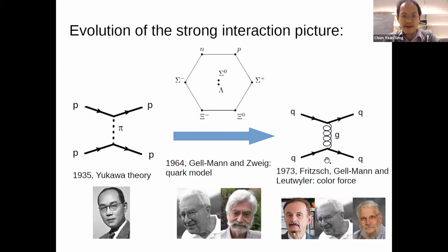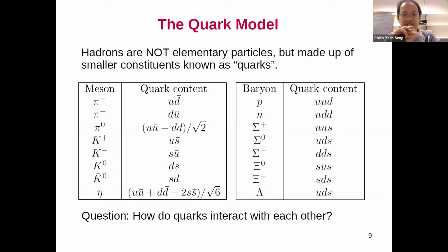The quark model built by Gell-Mann and Zweig suggested that hadrons are not elementary particles, but made up of smaller constituents known as quarks. In this model, mesons are formed by a quark and an antiquark, while the baryon is formed by three quarks. You may be very familiar with this: a proton is up, up, down, and a neutron is up, down, down, and pi plus is u d-bar, pi minus is d u-bar, and so on.